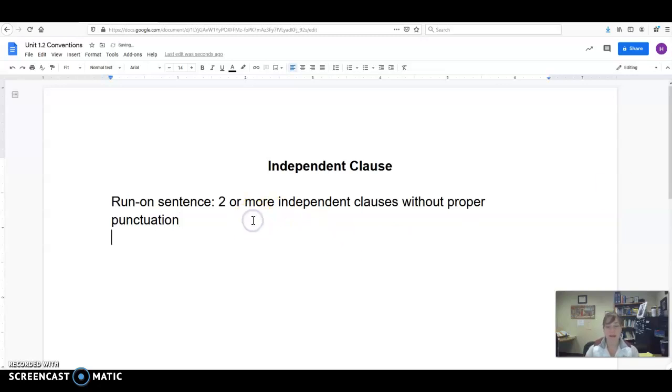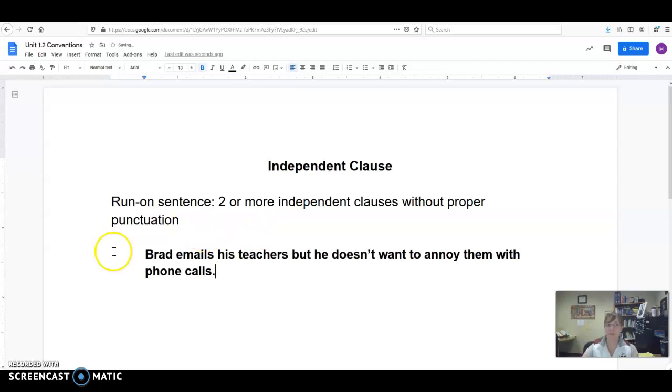It can be something as short as this. Okay? We have our first clause right here. Brad is the subject. He's the one who is emailing the teachers. Emails, in this case, is the verb. This is the action he takes. This is who gets the emails. Over here we have he doesn't want. Want is our verb, our action. He is our subject. He doesn't want to annoy them with phone calls. Okay, so we have an independent clause right here, and we have an independent clause right here. So this is the definition of a run-on sentence.